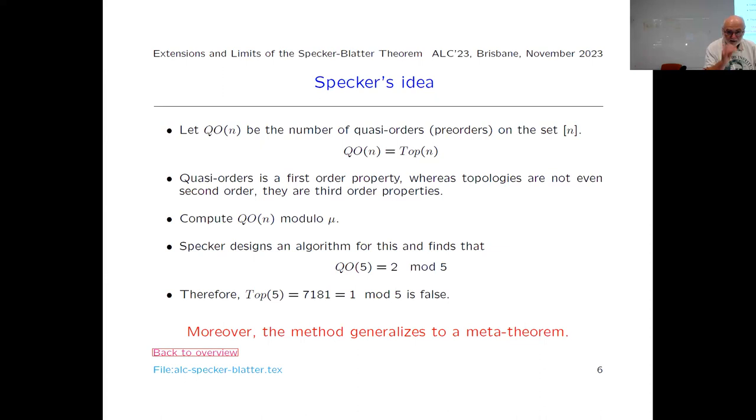So then he had the idea, which Evans also had, to compute the number of quasi-orders modulo a fixed modulus. This is not what they did, but this is what Specker is going to do. He designed an algorithm for this and found that the number of quasi-orders on a five-element set modulo 5 equals 2, which indeed kills one of the papers and leaves the other one open.